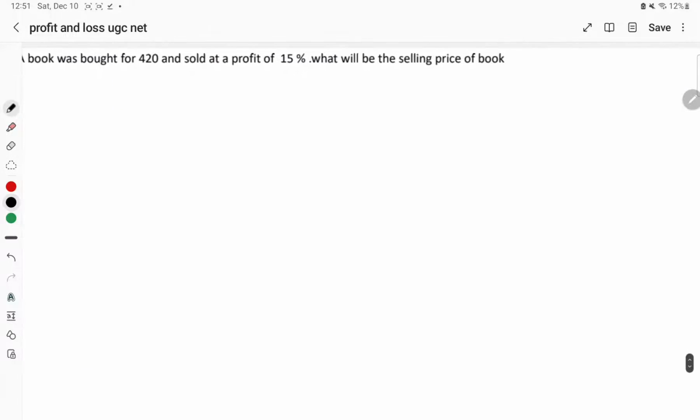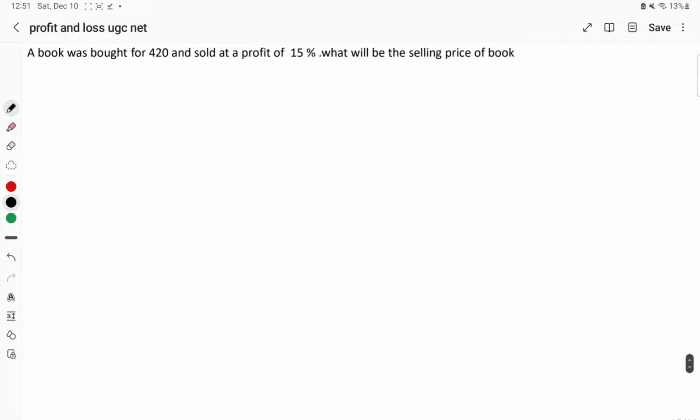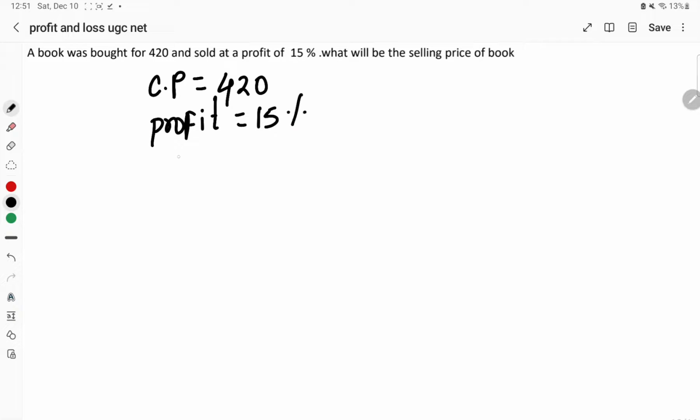Okay, now here I have given one more similar example. The same logic is used over here. Okay, the same shortcut method you have to use. What is given now? A book was bought, meaning cost price, at rupees 420 and sold at a profit, which is given here as 15%. We have to calculate the selling price.